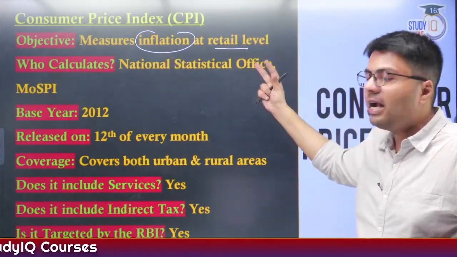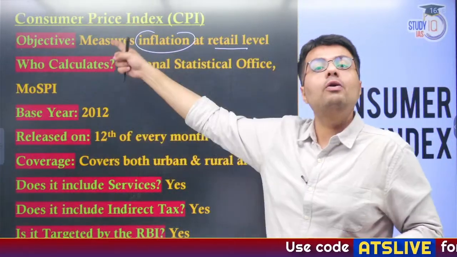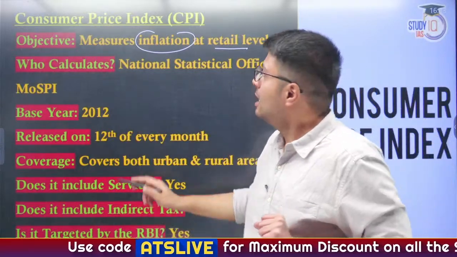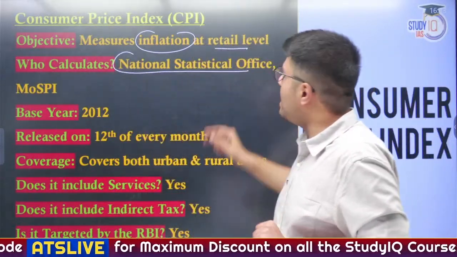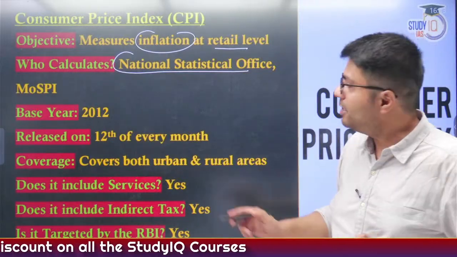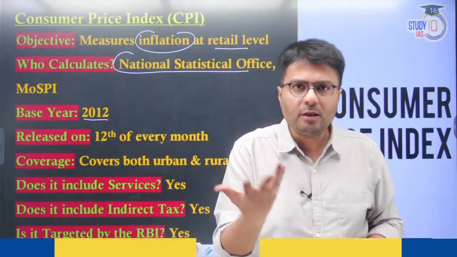But on the other hand, if the inflation levels were gauged at the wholesale level, that would be called a wholesale price index. Now who calculates this inflation, CPI? That is calculated by the National Statistical Office of the Ministry of Statistics and Programme Implementation, and the base year of this calculation is 2012. What is a base year?